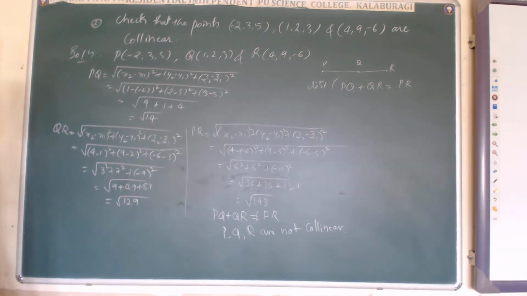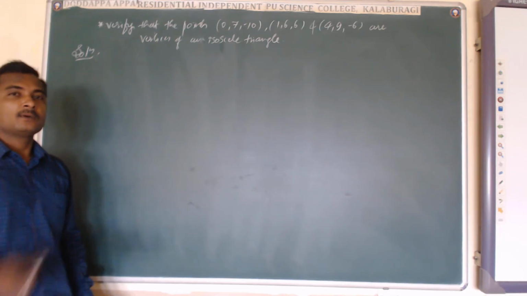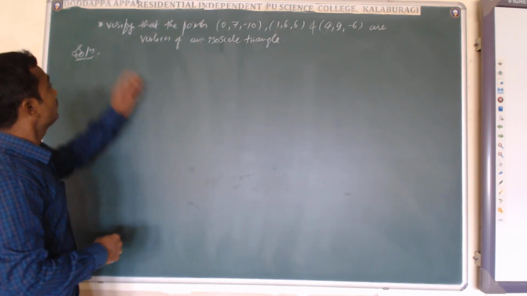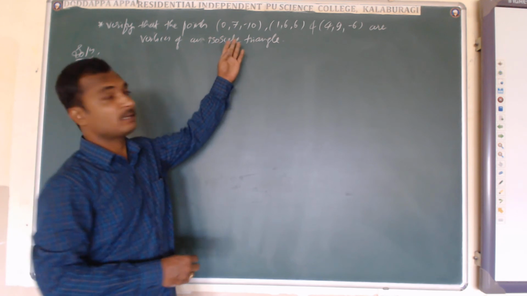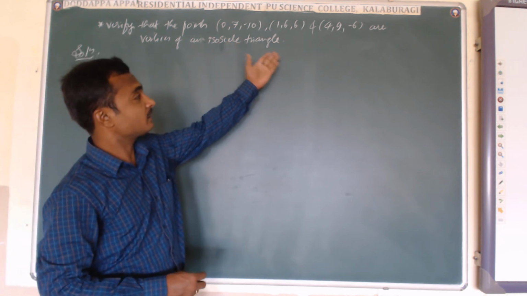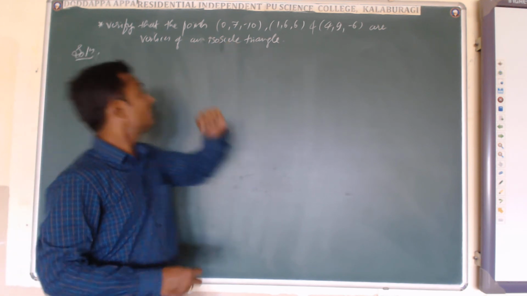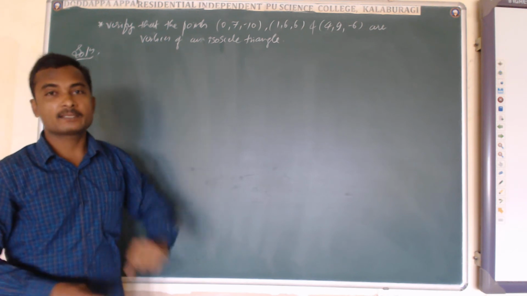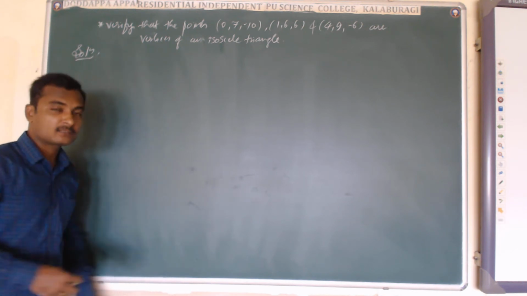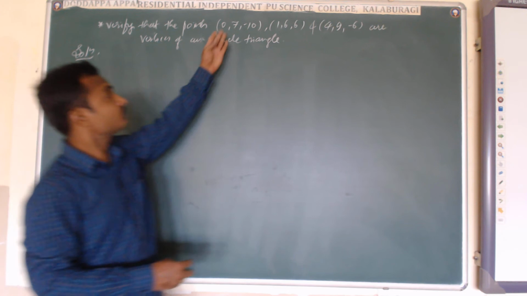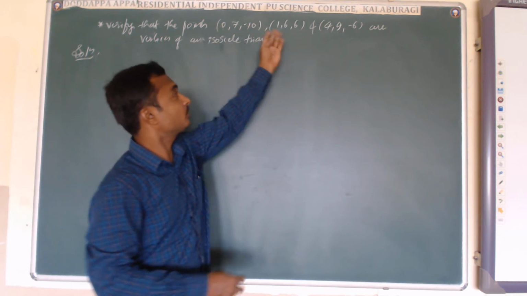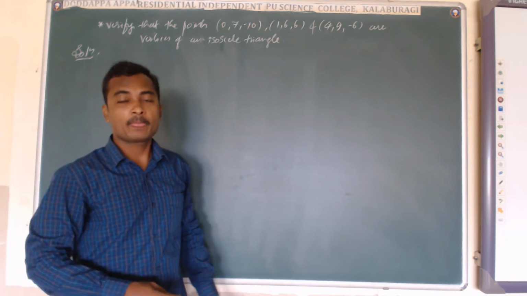Okay, let's solve one more problem. Verify that the points (0, 7, -10), (1, 6, 6) and (4, 9, -6) are the vertices of an isosceles triangle. So what is an isosceles triangle? Two of the distances, PQ plus QR, must be equal to PR.